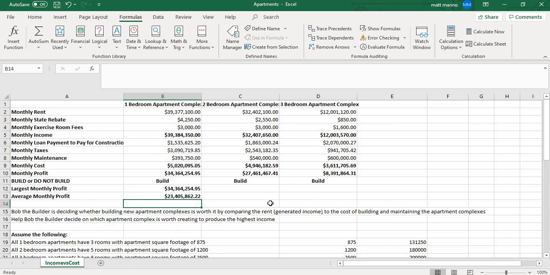For your homework, there is no necessary guarantee that all 3 will be built, but make sure you go through and determine whether or not that is accurate.